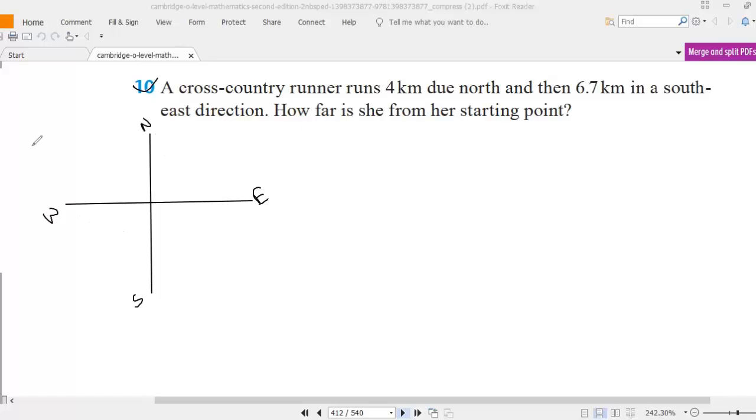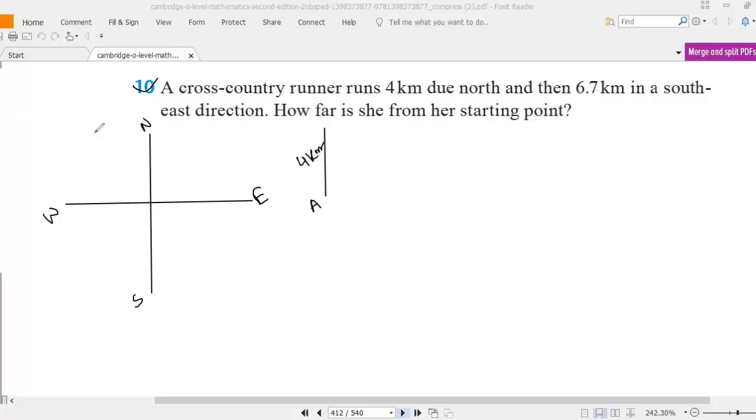Here, the question says a cross-country runner runs 4 kilometers due north. So this is the 4 kilometers, due north. So this is from a point. So we can say this is point A.